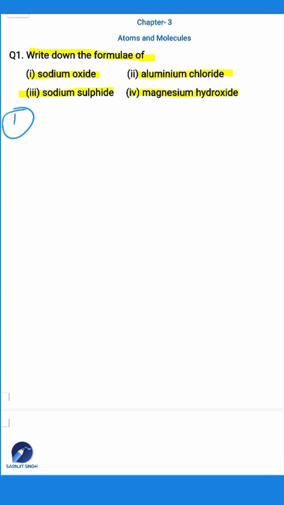So the first part is sodium oxide. We know that sodium has the symbol Na and oxygen has the symbol O. First we have to find the valencies of sodium and oxygen.